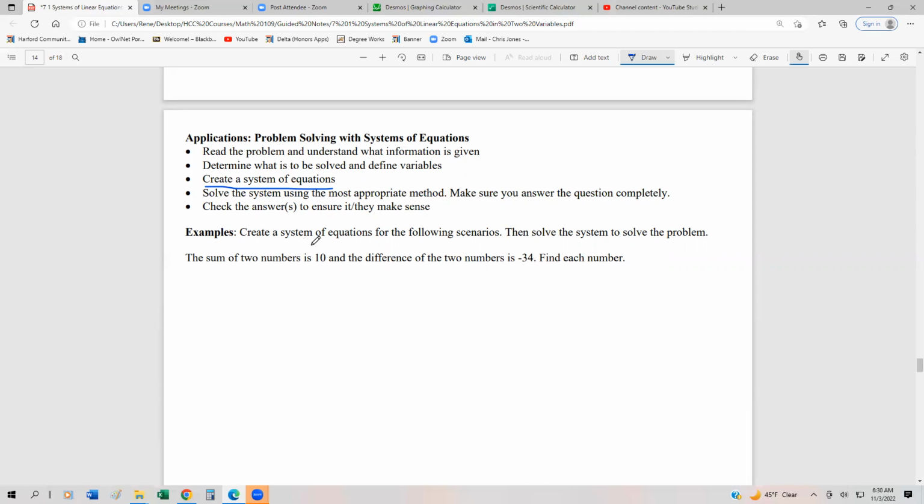So let's solve a couple basic number problems. Then we can move on to other real world scenarios. We have two numbers where the sum of the two numbers is 10 and the difference is negative 34. We want to find each number. Whenever we see the word sum, that's plus. Let's call x the first number, and surprisingly, let's call y the second number.